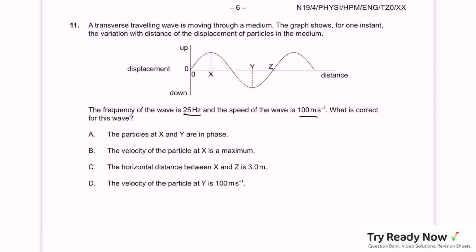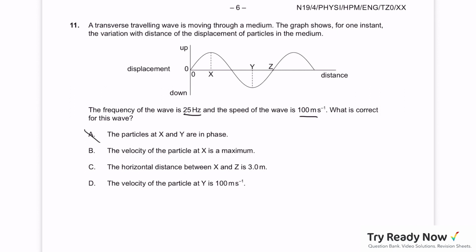So let's go through option A first. Option A is the particles at X and Y are in phase. Now we know this is false because to be in phase they have to be in the exact same position in the cycle. So this particle here and X would be in phase, for example. So option A is not an option.